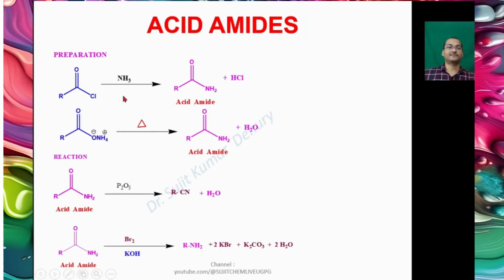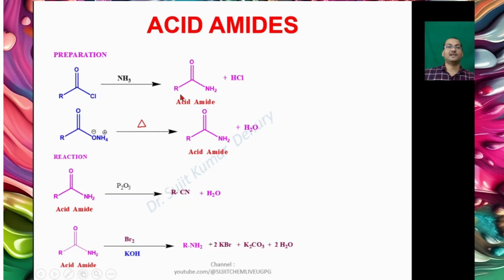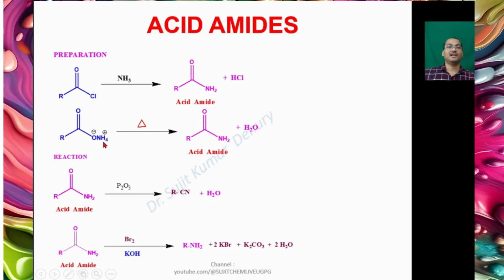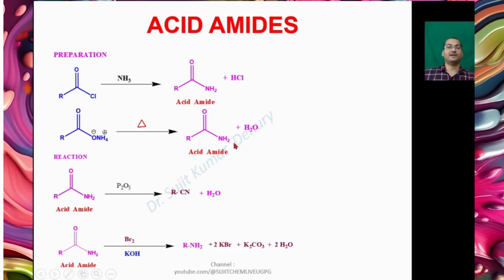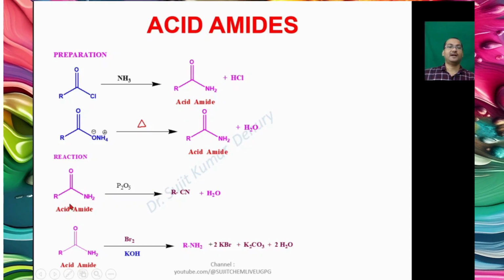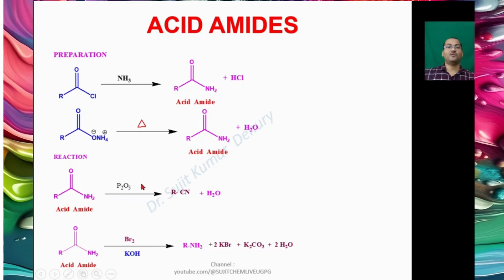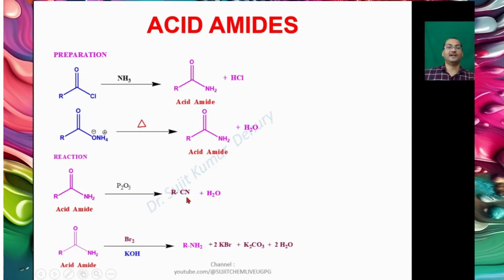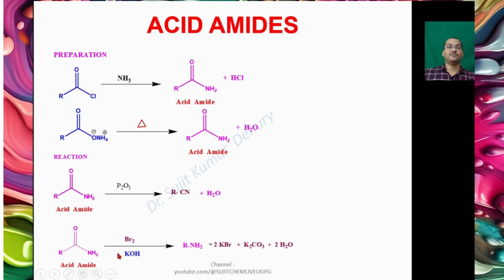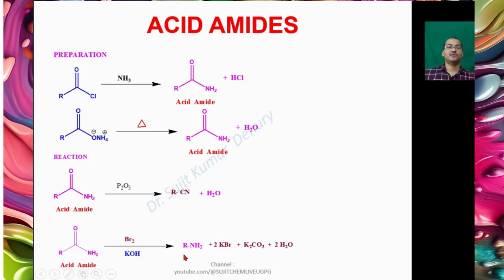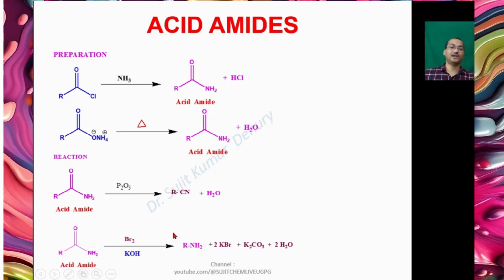Then acid amides. You start with acid chloride, you react with ammonia, giving rise to acid amide. Similarly, ammonium salt of carboxylic acid upon heating gives rise to acid amide. Then acid amide upon reaction with P2O5 gives rise to alkyl cyanide. Similarly, acid amide reacts with bromine and potassium hydroxide, giving rise to primary amine RNH2. This is known as Hofmann bromamide reaction.